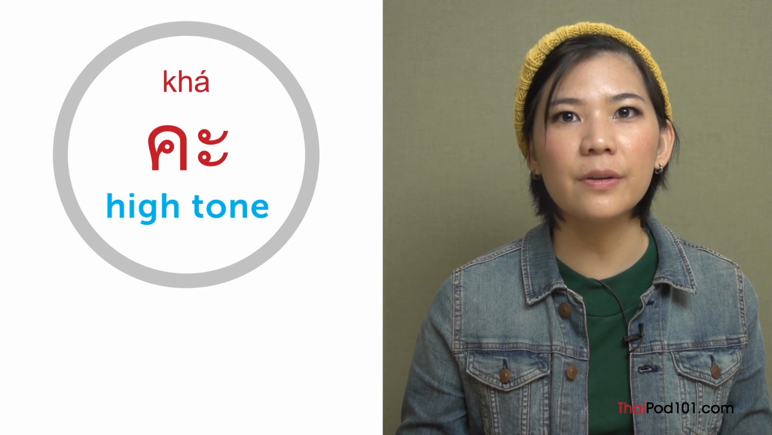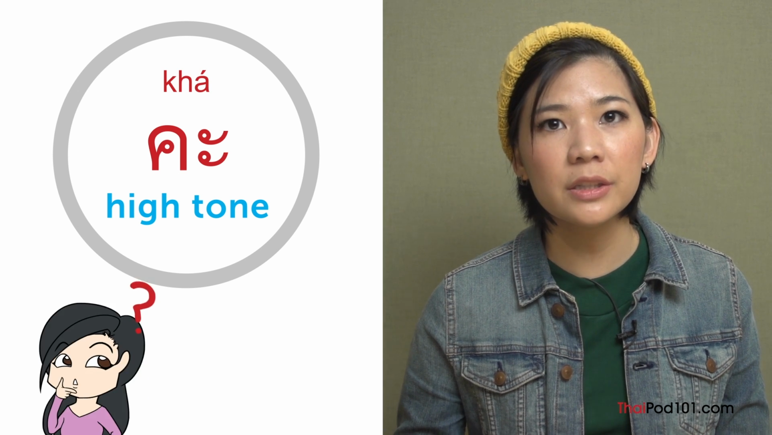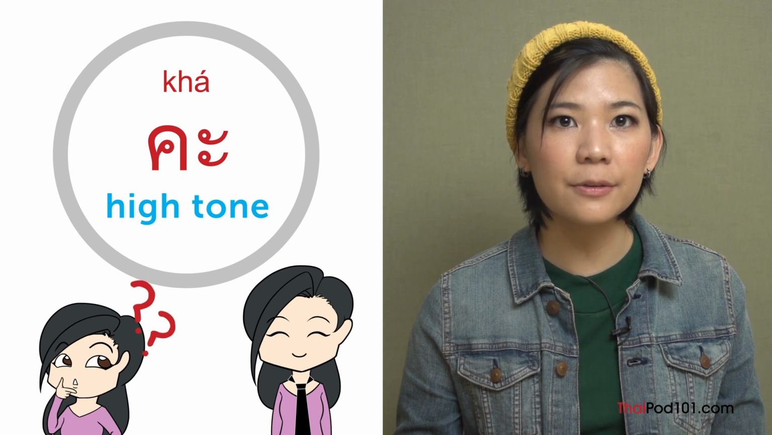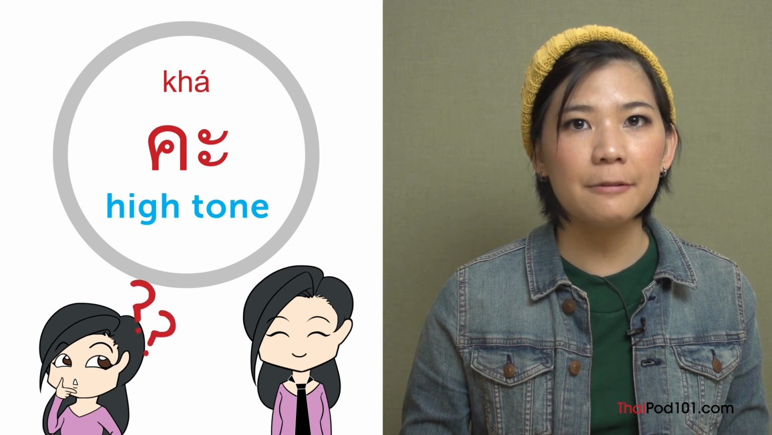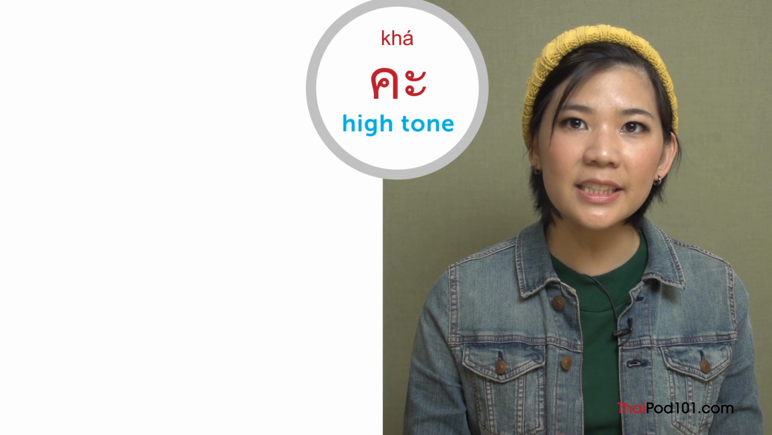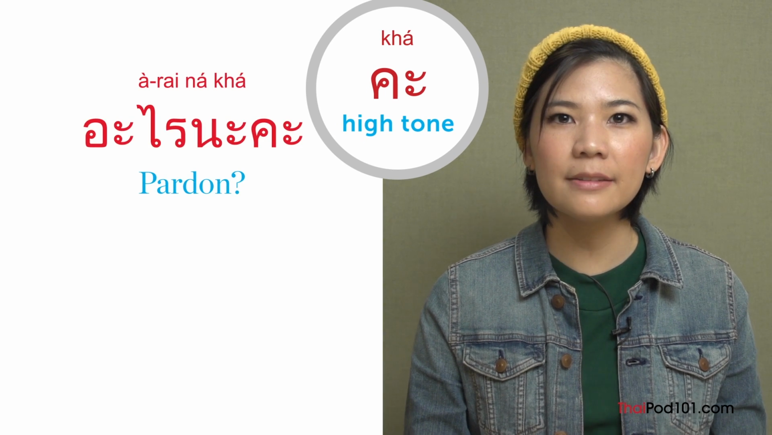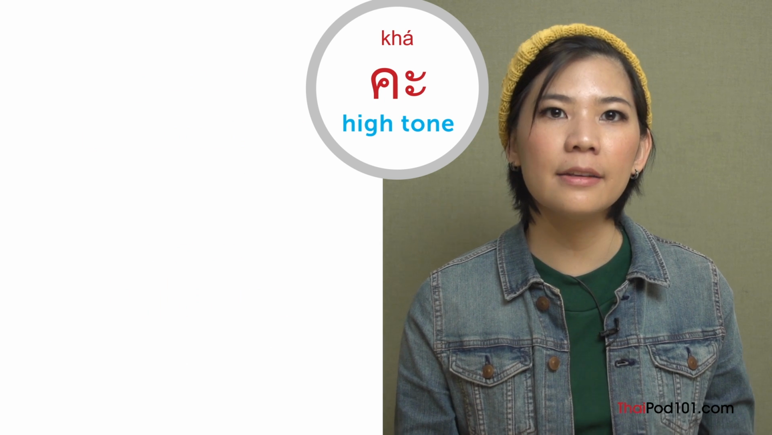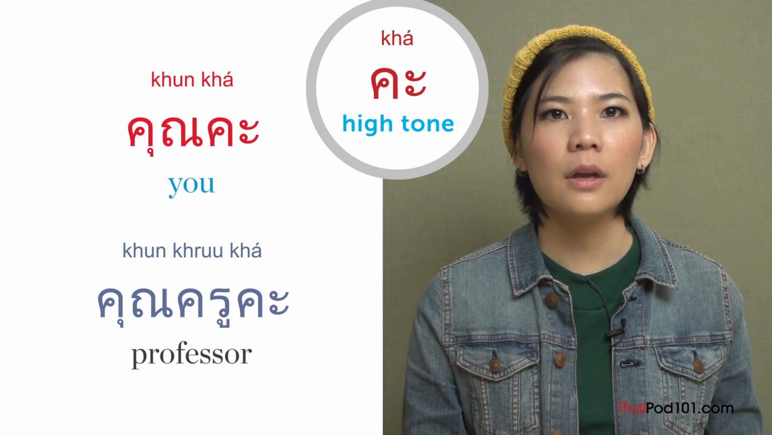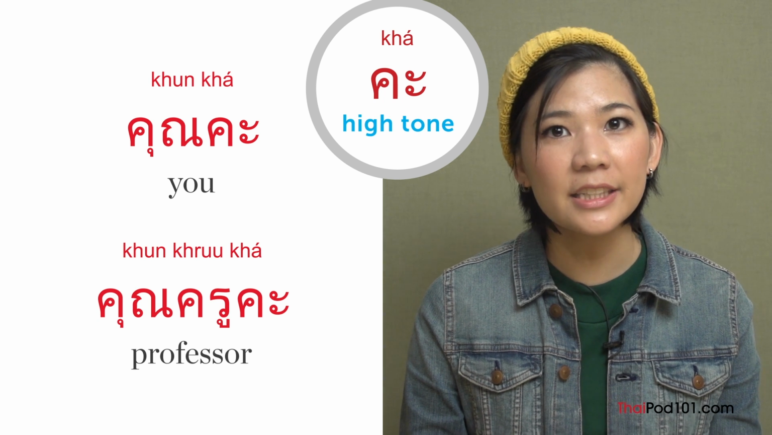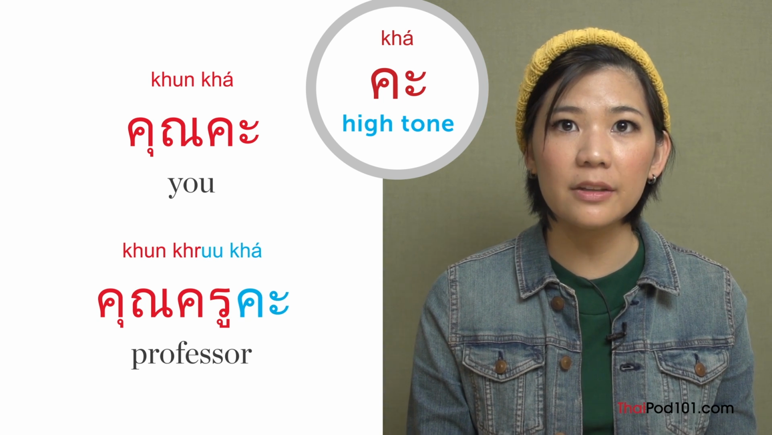The first tone and spelling of this word is คะ with high tone. This is used when you want to ask questions and to address someone formally. This includes not only when you say the question out loud, but also in writing. This is only valid for female speakers. I'll give you some examples. คะ can be used in sentences like อะไรนะคะ, Pardon? ไปไหนคะ, Where are you going? Or when calling someone formally like คุณคะ, You, คุณครูคะ, Professor.